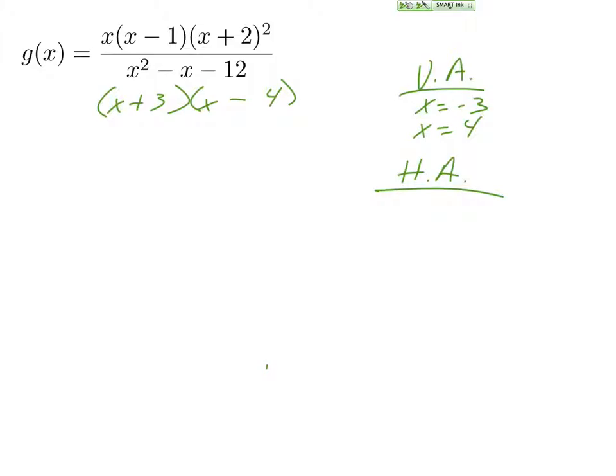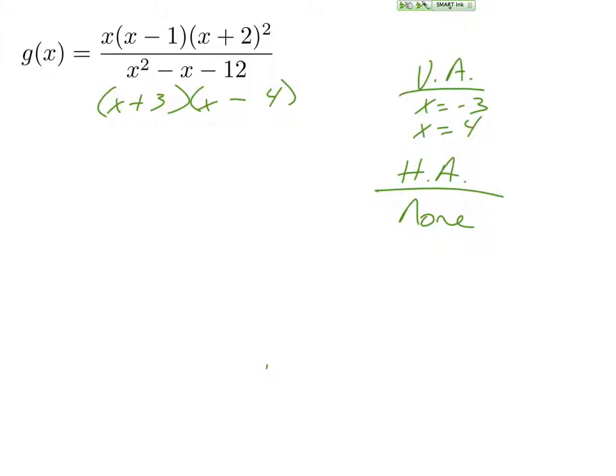All right, what about a horizontal asymptote? None. Why is it none? What's the exponent of the top? It's to the 4th in the top, and the bottom is a square, so the top's bigger. Whenever the top's bigger, I do not have a horizontal asymptote. All right, so what's my domain? All real numbers except negative 3 and 4.